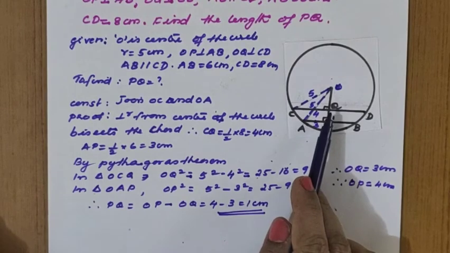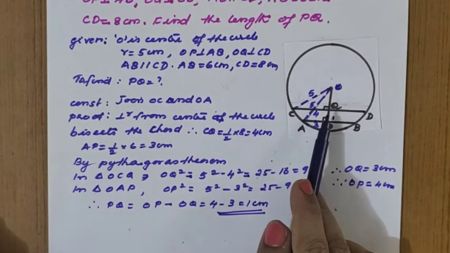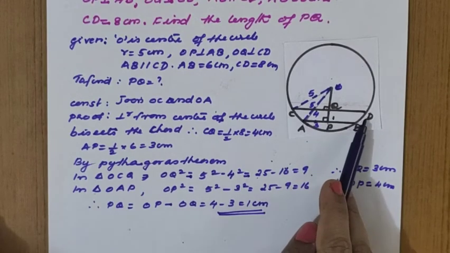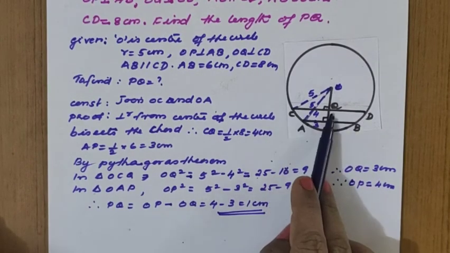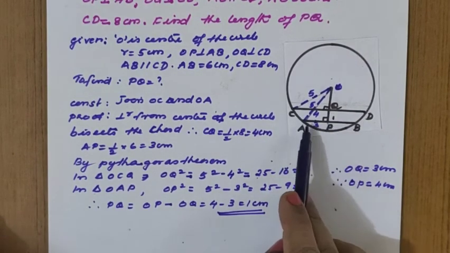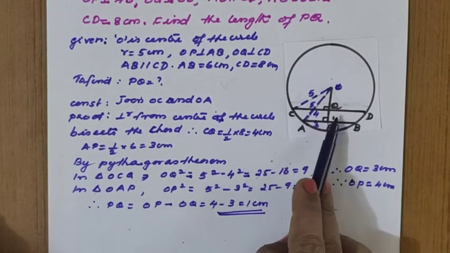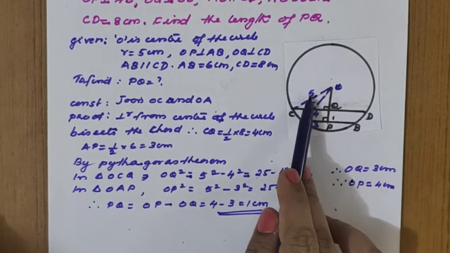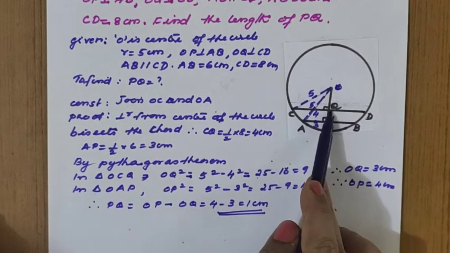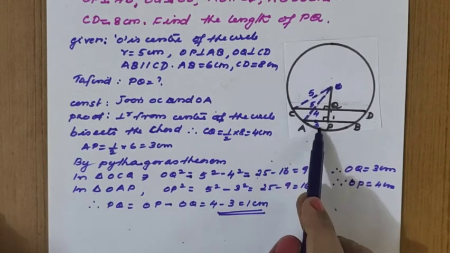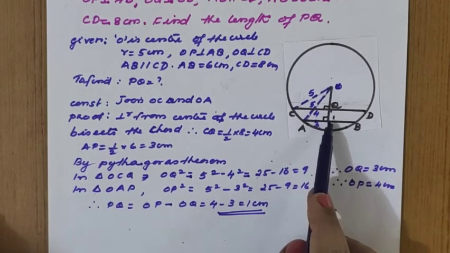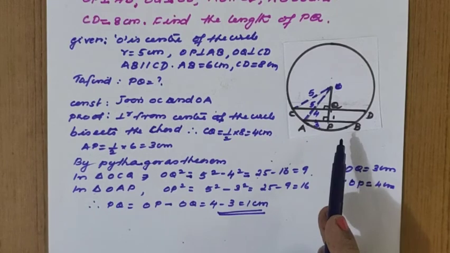So here only one concept if you learn correctly we can do that one. Perpendicular from the center bisects the chord. So total length of CD is 8. Therefore this much CQ equal to 4. AB is 6. So AP equal to 3. Now it is a right triangle. Very well you know that 3, 4, 5 is the Pythagorean triplet. So 5 and 4, so this length is equal to 3. 5 and 3, this total length is equal to 4. So the difference between them, because this is asked in the question. So 4 minus 3 equal to 1 cm.